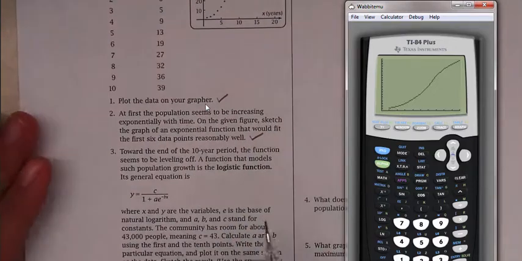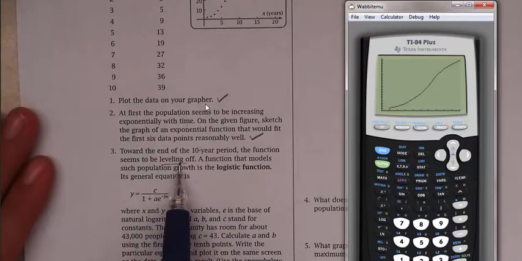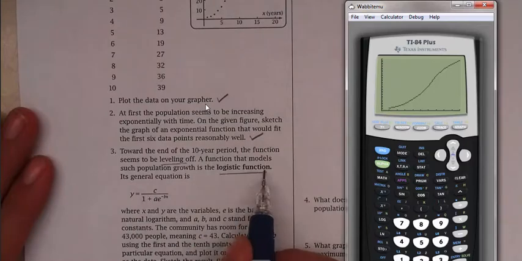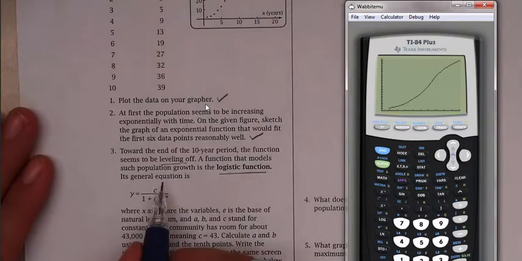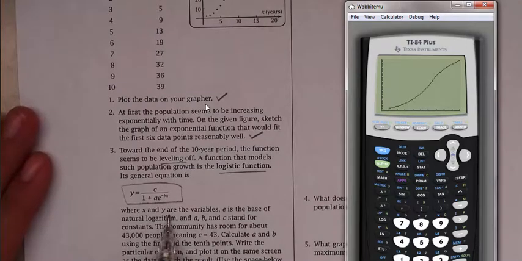So I think I'm done there. Toward the end of the 10-year period, the function seems to be leveling off. A function that models such population growth is called the logistic function, and its general equation looks like this. So you have x and y being your inputs and outputs. E is the base of the natural logarithm, and A, B, and C stand for constants.